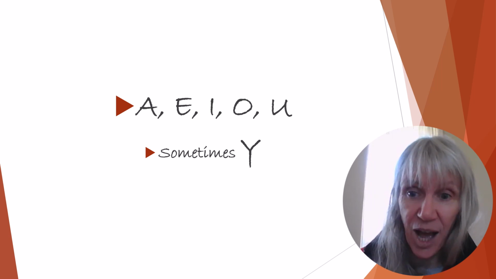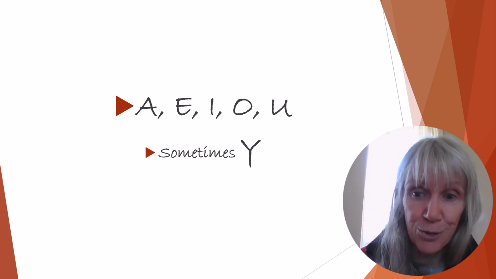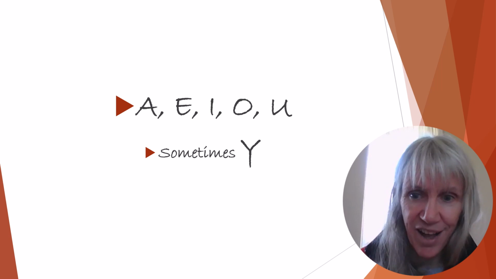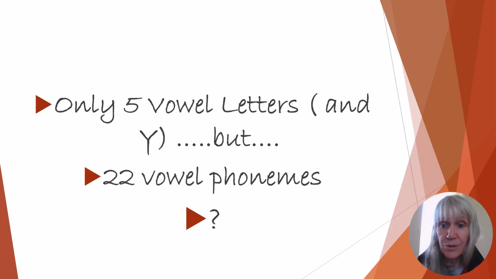A, E, I, O, U are the letters of the Roman alphabet used to represent vowel sounds. And of course, sometimes Y to replace the E or the I sound. There's only 5 vowel letters and possibly Y, but 22 vowel phonemes. That means 22 vowel sounds. We're making 22 vowel sounds out of only 5 vowel letters. How does that happen? We're going to find out.